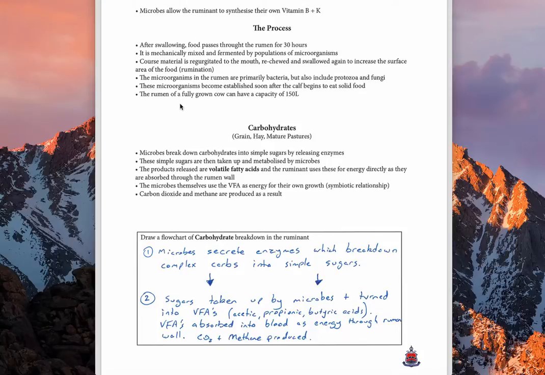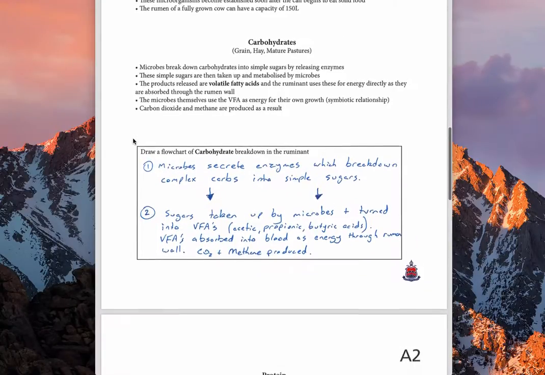And this is an important point here. The rumen of a fully grown cow can have a capacity of 150 litres. So that is clearly enormous. It is the largest component internally in a cow. You can imagine, if you think of a 2 or 3 litre milk container, if you had a 3 litre milk container, there'd be 50 of them, or a 2 litre one, you'd have 75 of them. So that's a large amount of space.